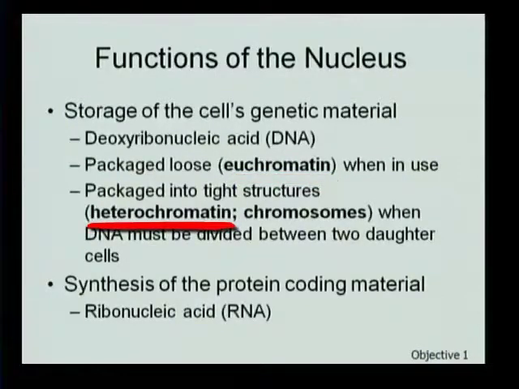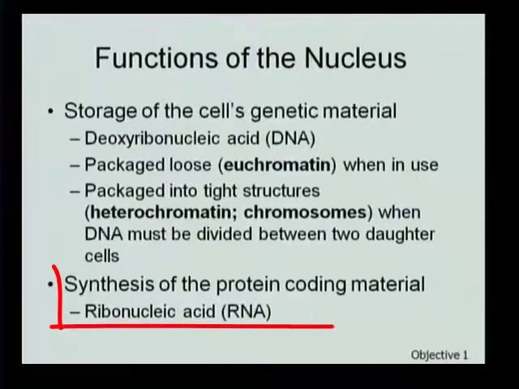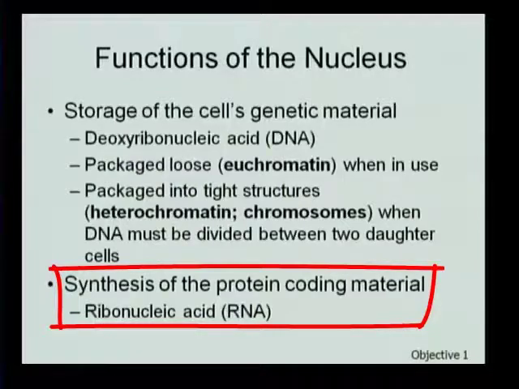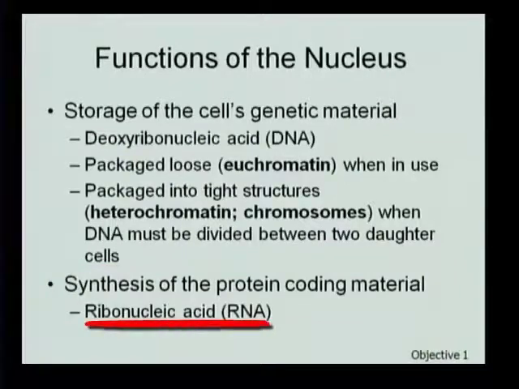If we take heterochromatin to its logical extension and we pack things as tightly as they possibly can be packed, then we call those chromosomes. We have chromosomes in a cell when the DNA has to be divided between two daughter cells. And the nucleus is also going to be the site where we make the protein coding material. So the material that codes for protein is a nucleic acid that we were introduced to in Module 3 called ribonucleic acid. And we're going to take some time to look at the detailed structure of DNA and RNA in the next few slides.